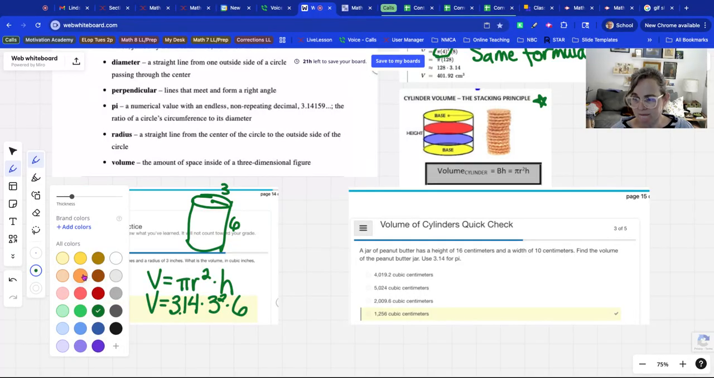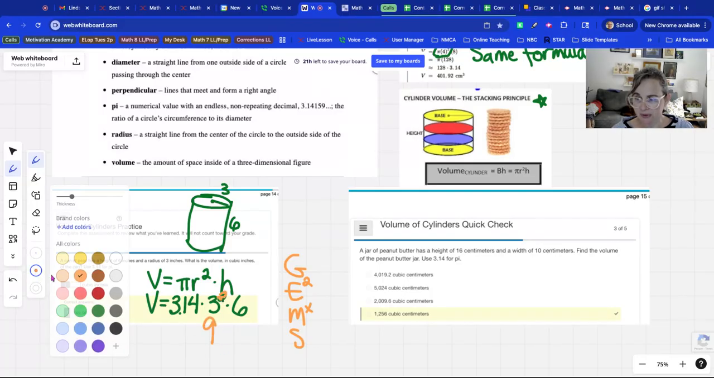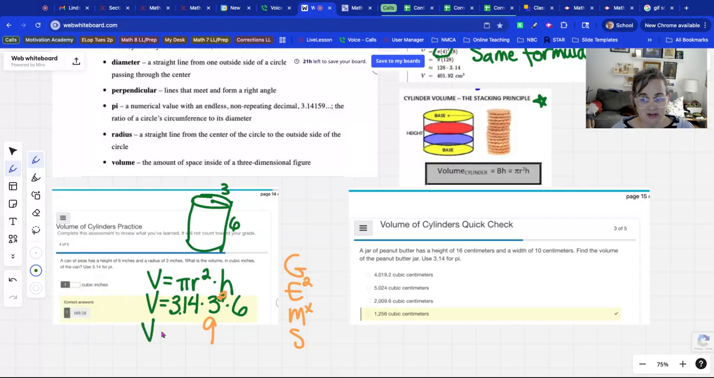And guess what? GEMS. I'm going to do the exponent before I multiply. So 3 to the second power is 9, because it's 3 times 3. I'm going to bring everything down. Remember, just do one thing at a time. That way you're less likely to get confused and multiply by something twice because you didn't realize you'd already done it.